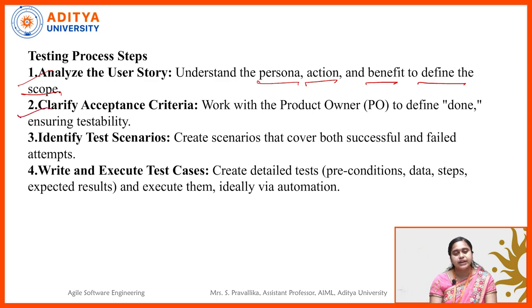Second one, clarify acceptance criteria. What we need to clarify: work with the product owner to define done, ensuring the testability. So we need to work with the product owner (PO) to define done as well as to ensure testability. What we need to test, we also need to define in a clear-cut way.